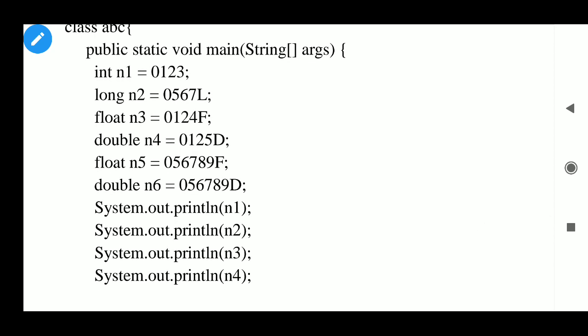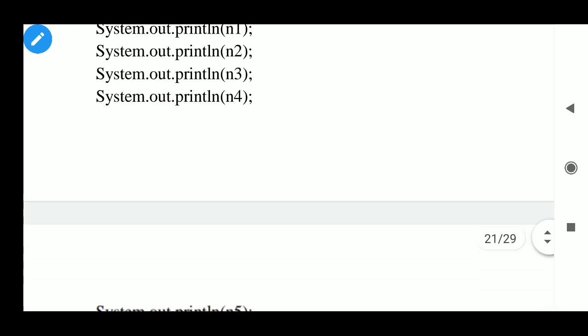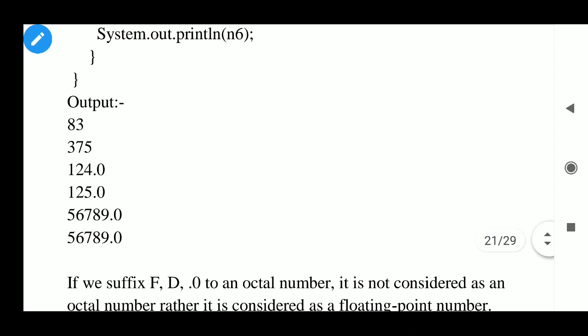You do not have to learn too much, but you must listen to me, because you must know about it because it is in your syllabus. So this is the answer. Your output will come. Now you can understand int n1 = 0123 is assigned to n1, long L we have put there, float suffixed by F and double suffixed by D. So this is the answer.